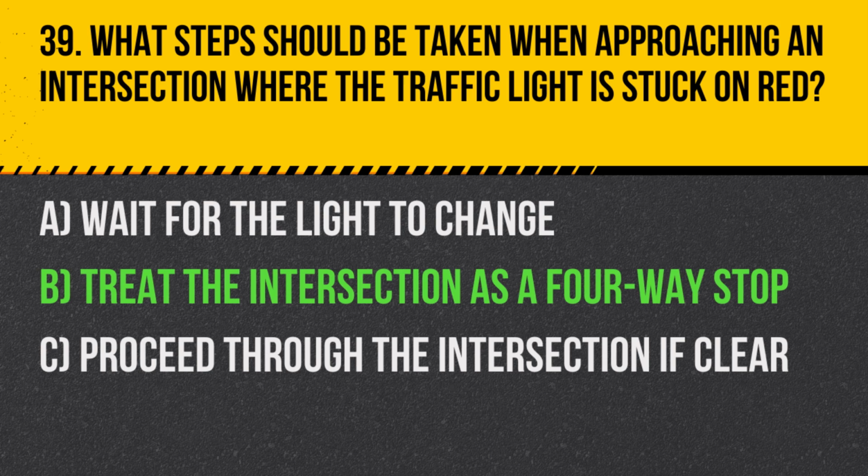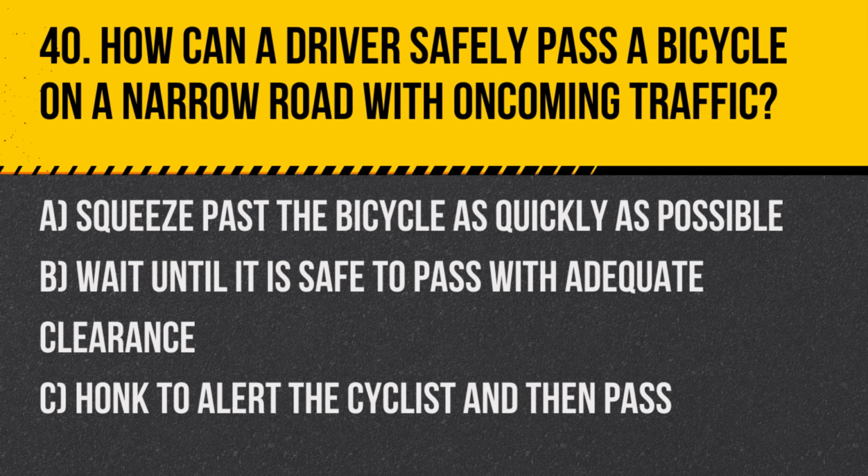Answer B. Treat the intersection as a four-way stop. This ensures safety for all drivers. Question 40. How can a driver safely pass a bicycle on a narrow road with oncoming traffic? A. Squeeze past the bicycle as quickly as possible. B. Wait until it is safe to pass with adequate clearance. C. Honk to alert the cyclist and then pass.